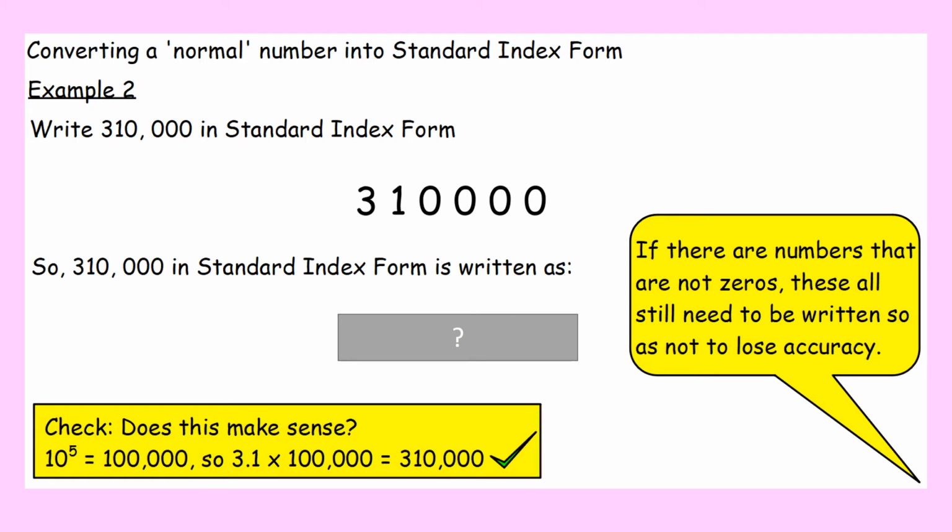What about converting a normal number to standard index form when you've got something like this? 310,000, write that into standard index form. Well, when we had 300,000, it was 3 times 10 to the power of 5. This time, the digit term would be 3.1. So it's 3.1 times 10 to the power of 5. Check. Does this make sense? 10 to the power of 5 is 100,000, so 3.1 times 100,000 is 310,000. So if there are numbers that are not zeros, these all need to be written so you don't lose the accuracy in the final answer.